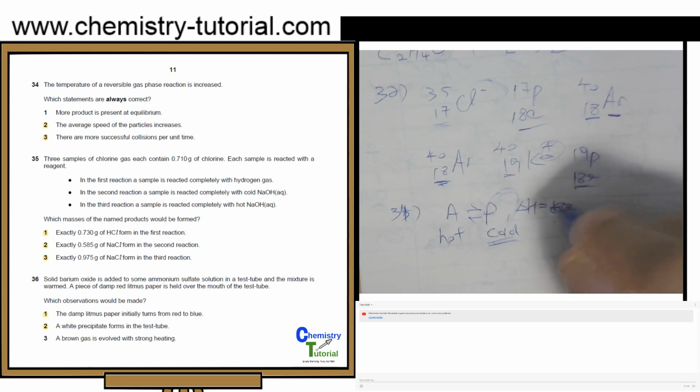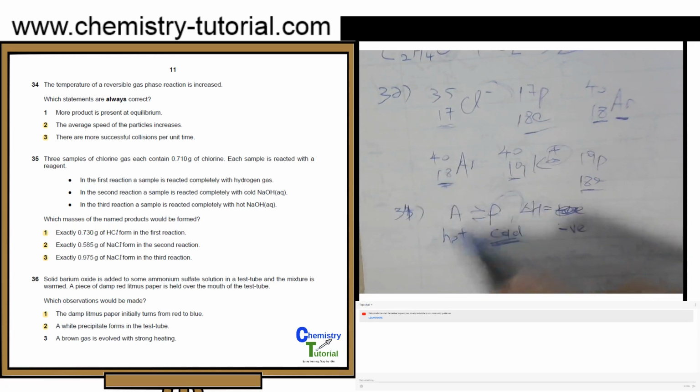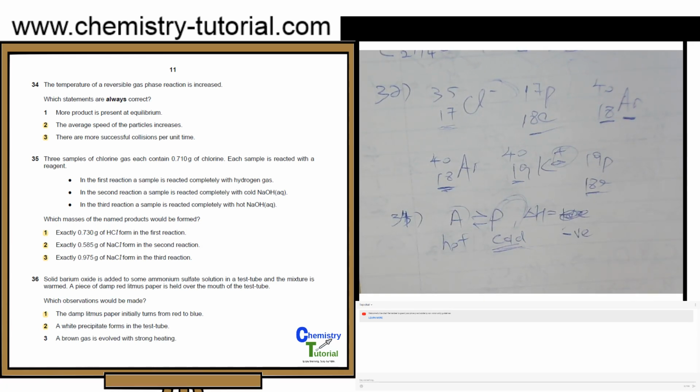However, if the forward reaction is exothermic, then actually the reactant side will be more favored. Therefore, since the question is asking us which statement is always correct, we cannot choose option 1, because option 1 is only correct some of the time. Now, if 1 is out, then the obvious choice is just 2 and 3.